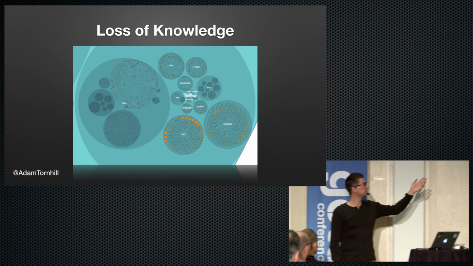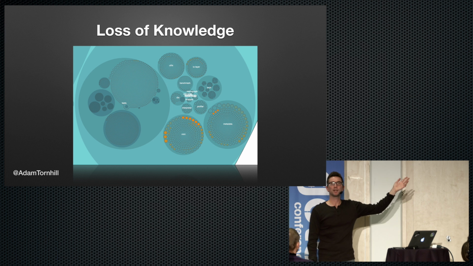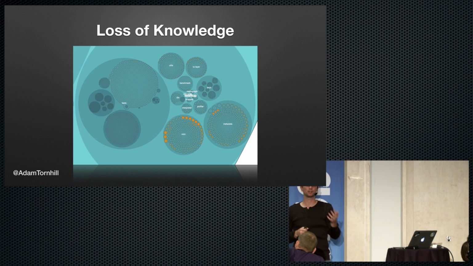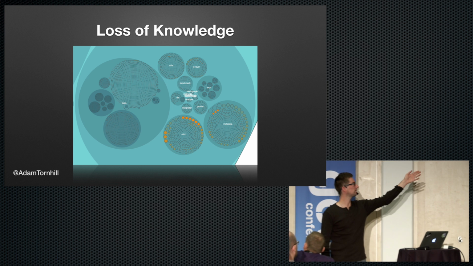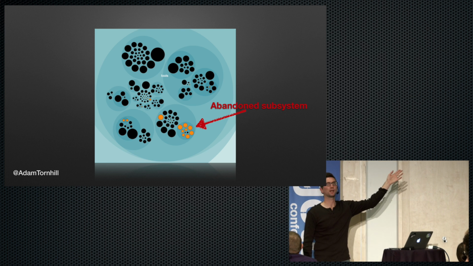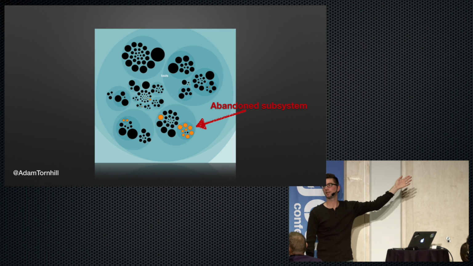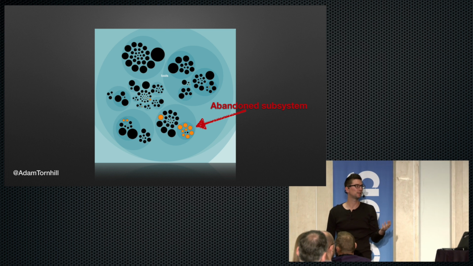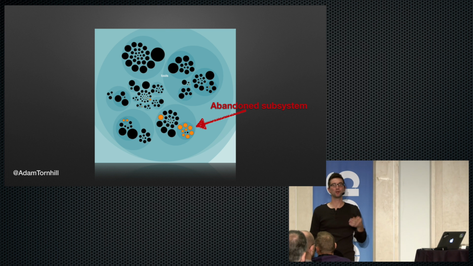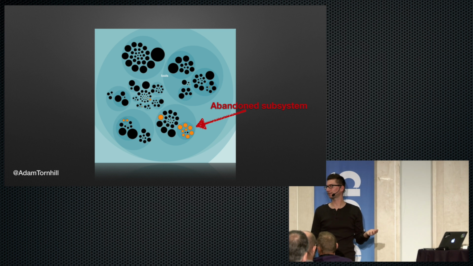And this is something you can use as a technical leader or a technical manager to reason about the knowledge distribution in your code base. And when you do that, you will sometimes find things like this, where you have an entire abandoned subsystem. And again, that's something you can use as part of a risk assessment, because it is an increased risk to modify code that we no longer understand.